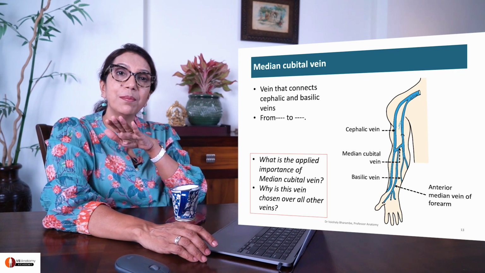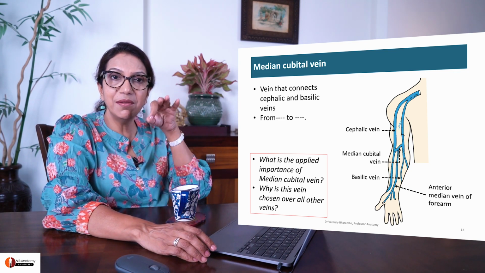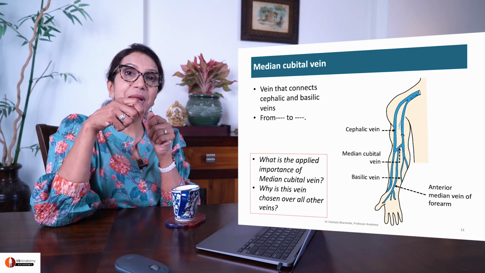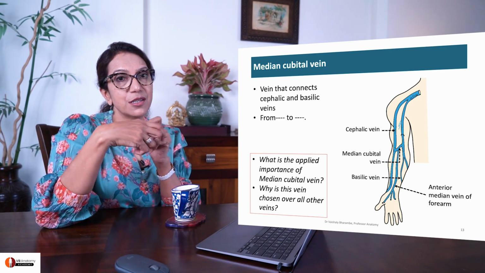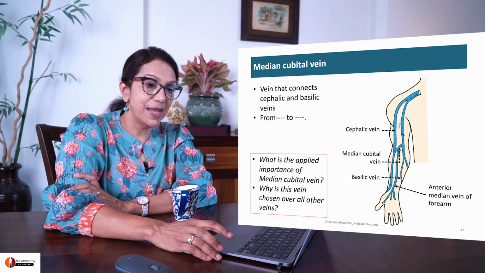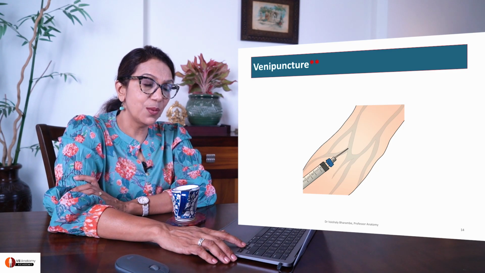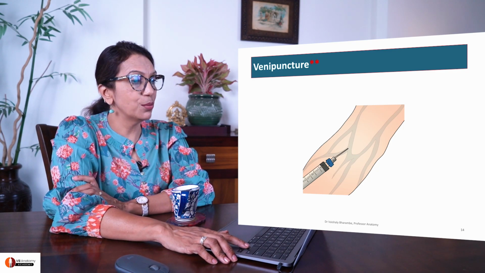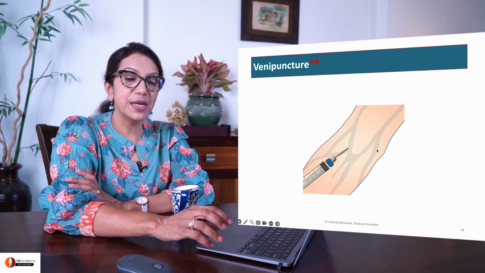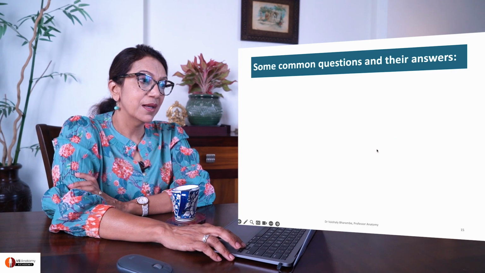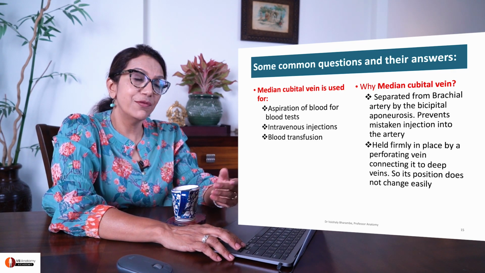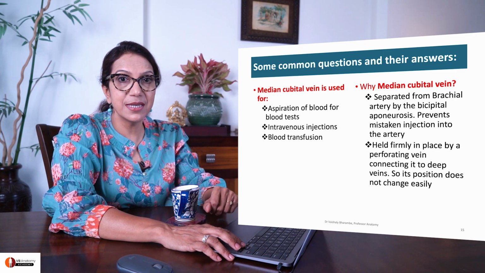Also, the underlying bicipital aponeurosis prevents a new person who is aspirating blood from entering into the brachial artery instead of the median cubital vein. So these are the reasons why you prefer to use the median cubital. Can you see here? This is the venous network and this is the needle aspirating blood from them. So these are the questions I asked you and these are the answers. If you have not understood, you can always read up from here.